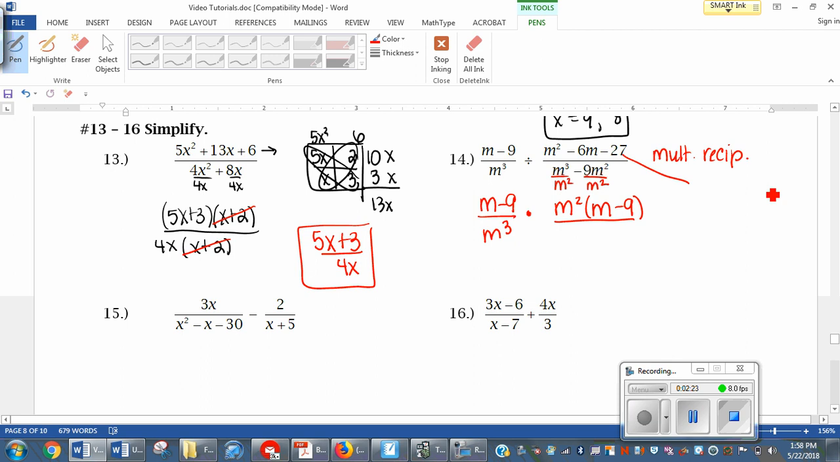Alright, so in the top here, it's going to move to the bottom, but I need to factor it. So we're going to get 9 times 3. We want that 9 to be negative, so that when we add them, we're getting negative 6.